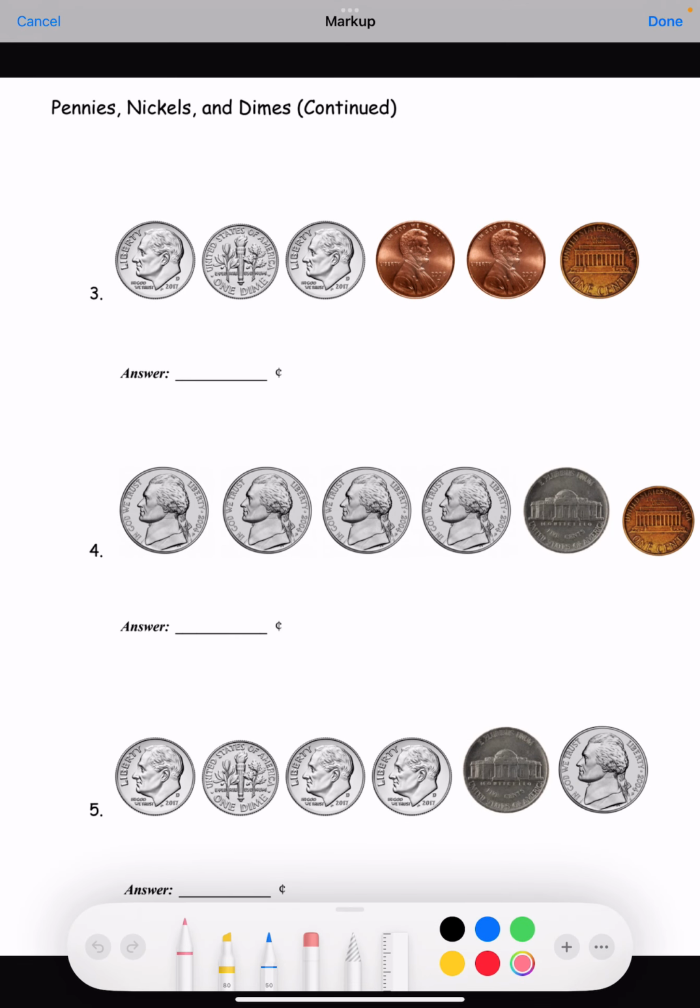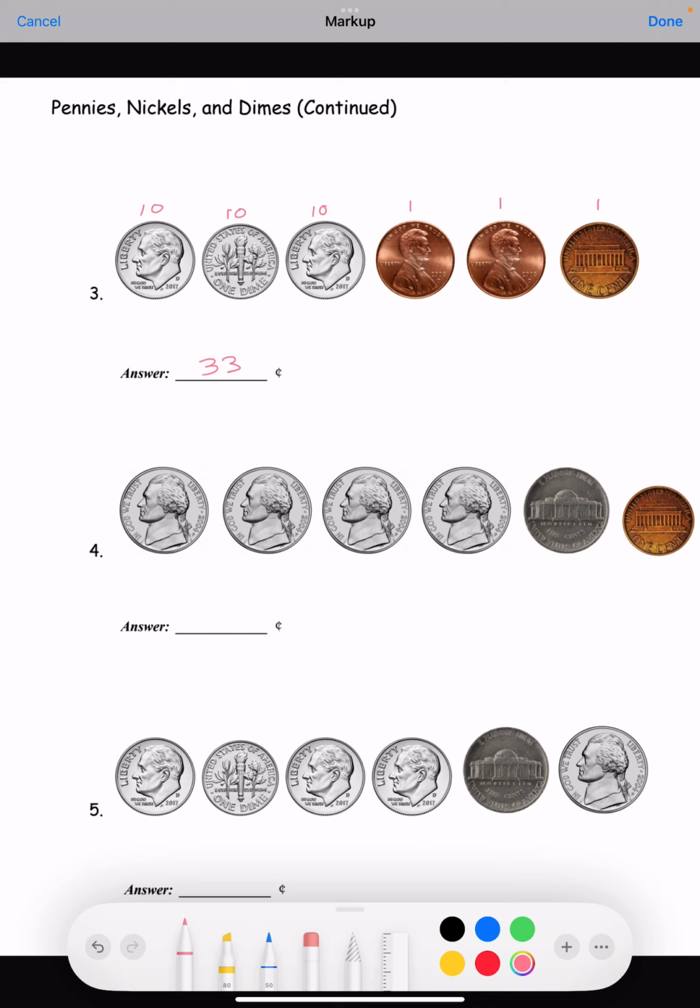Let's try number 3. So the first 3 coins look the same, and these are all what coin? It is a dime, and a dime is 10 cents, so these 3 are 10. And the orangish copper coin is a penny, and a penny is 1 cent, so all of these are equal to 1. And 10 plus 10 plus 10 equals 30, plus 1 plus 1 plus 1 equals 33. So it is 33 cents.